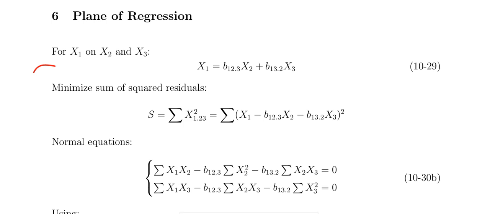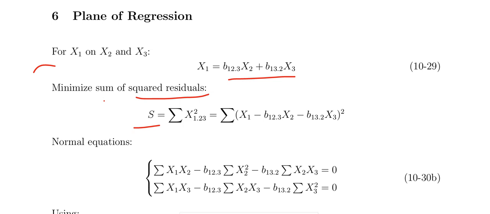We know what the residual is; we denote it x1.23. That is x1 on x2 and x3; we have to subtract the x2 and x3 terms from x1. That is the estimated value of x1. So we take the whole square, that is the s. We did this same thing earlier. s equal to something whole square, we minimized it and proceeded.